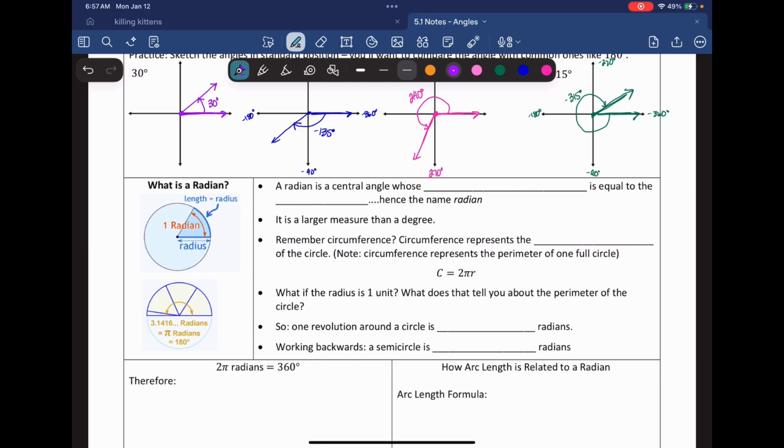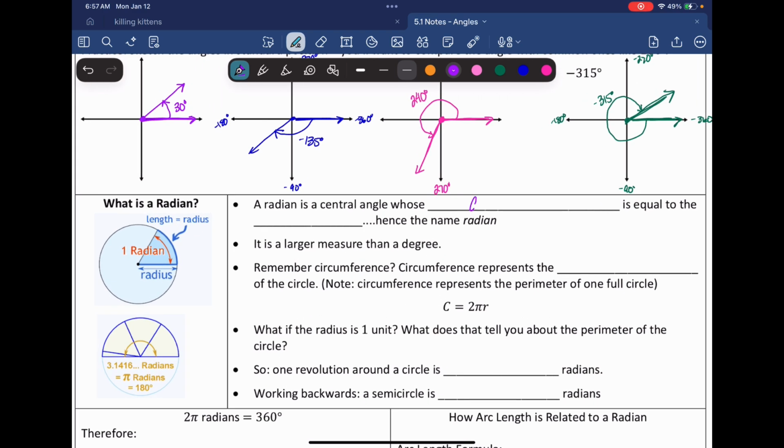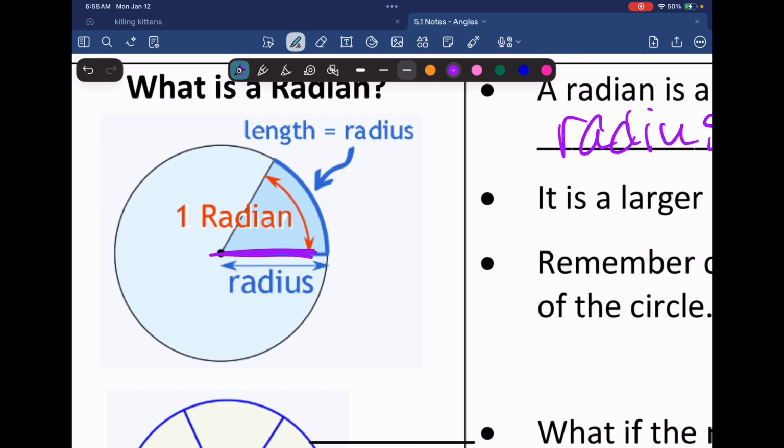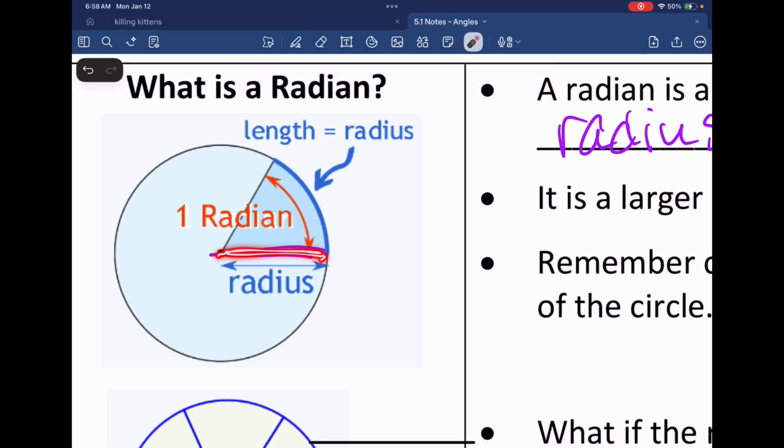All right, now we're going to talk about a different measure of an angle called a radian. So we've done degrees. Degrees is the amount of rotation. A radian is based off arc length. So a radian is a central angle whose arc length is equal to the radius, hence the name radius, radian. So here's my radius. If I were to transfer this length to the arc itself, these two would have the same measure. So that means this is 1 radian, definitely larger than a degree.